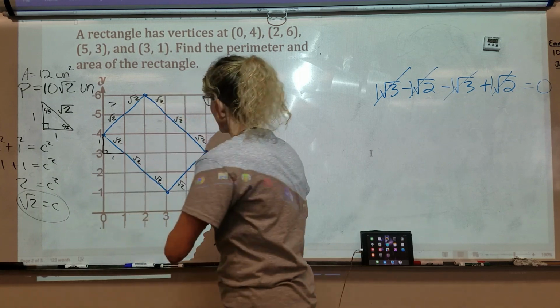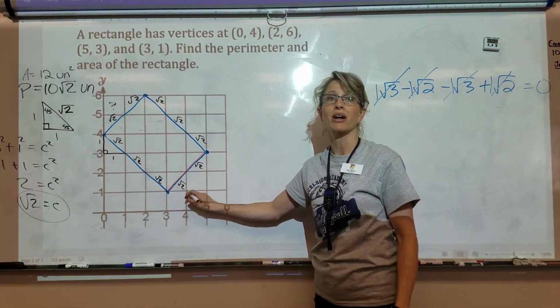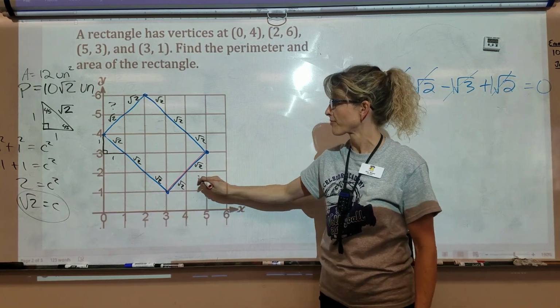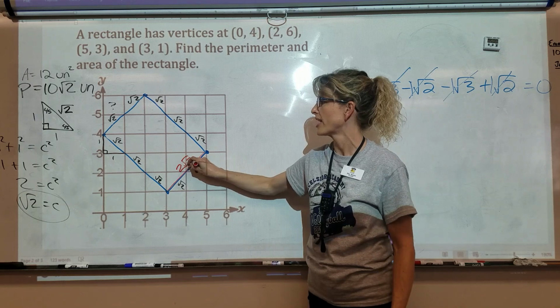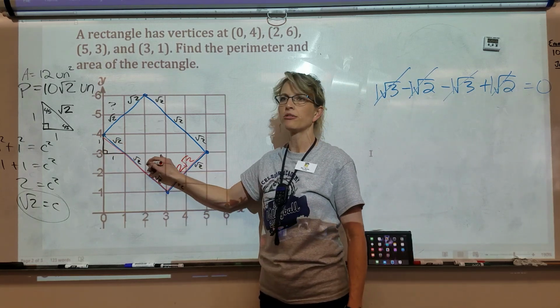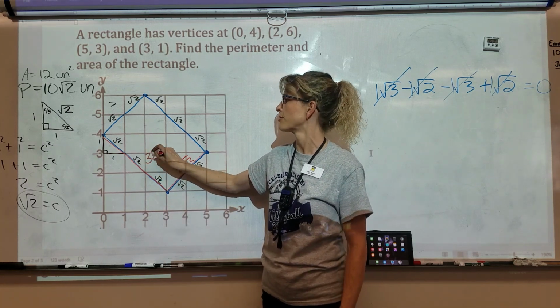Let's check area. Area is length times width. Okay? So what is the length from here to here, measuring it by root 2. Okay, Hannah? 2 root 2. I have 2 root 2s. What is my length here? How many root 2s do I have? Michelle? 3. I have 3 root 2s.